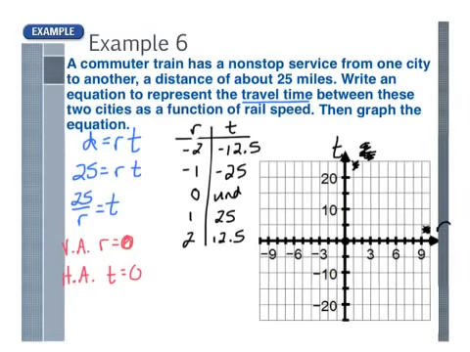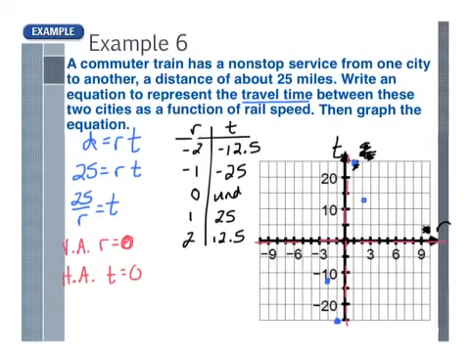Oh, and I'm going to plot the asymptotes first. Let me do my asymptotes first. So I have an asymptote on the x-axis, or the r-axis, and an asymptote on the y, or the t-axis. Alright, now I'm going to plot those points. So -2 and then -12.5 is about right there. -1, -25 is right there. I have an asymptote at 0, and then 1, +25 is here, and then 2, 12.5 will be about right here.